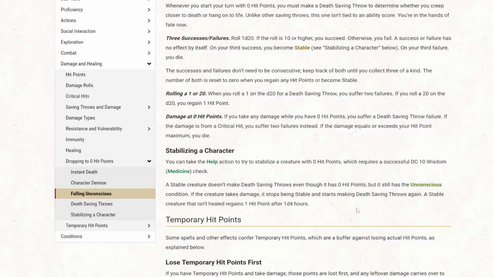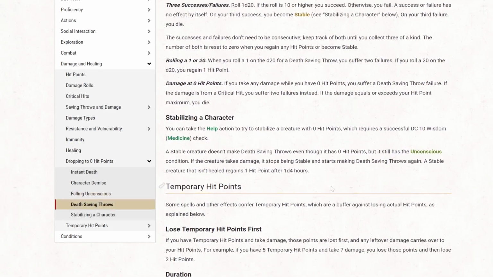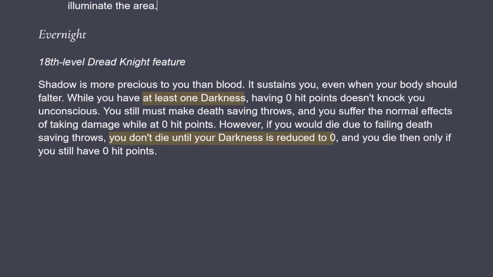So basically, every time you get hit with an attack, you gain a failed death save. If you get hit with a crit, you get 2 failed death saves. But what does that mean? You suffer the normal effects while taking damage at 0 hit points. It's pretty much just you don't have the detriments of the unconscious condition, which means auto crits and advantage against you. You just do death saves. However, if you would die due to failing death saves, you still don't die until your darkness is reduced to 0. And then you die only then if you still have 0 hit points.